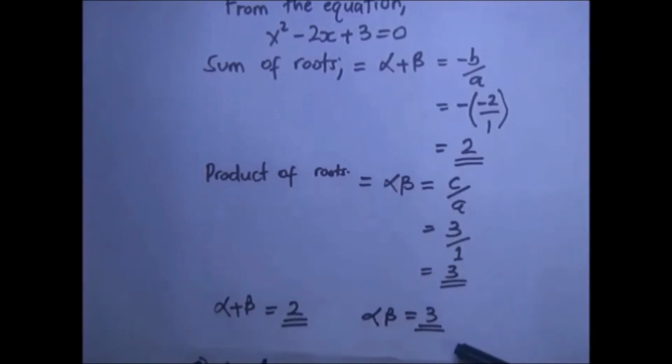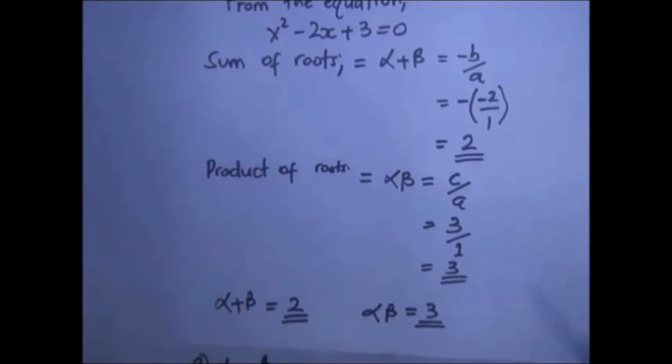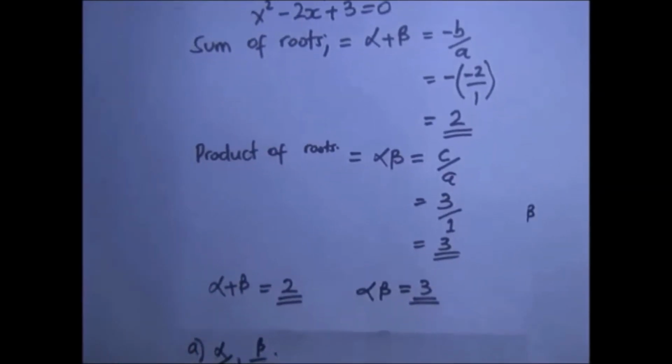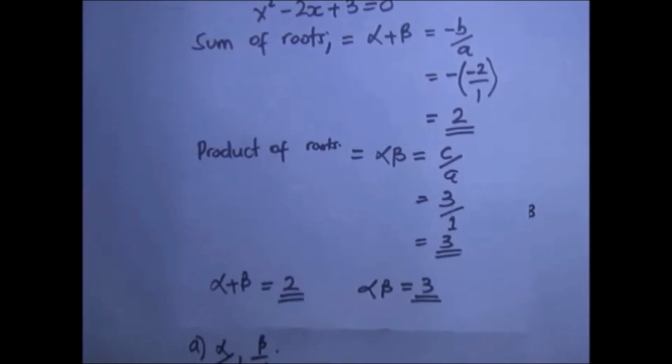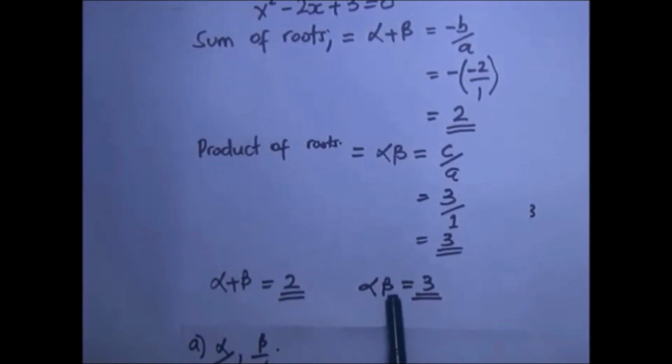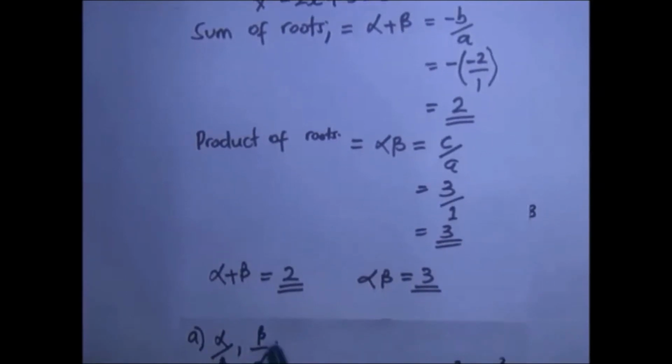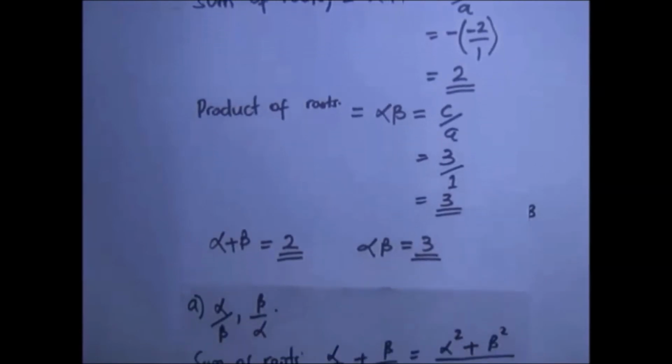So in conclusion, from the equation that has been given to us in the question, we find that the sum of the roots, which is alpha plus beta, is going to be equal to 2. And alpha beta, which is the product, is going to be equal to 3. So from this knowledge, we are going to now start answering our question.